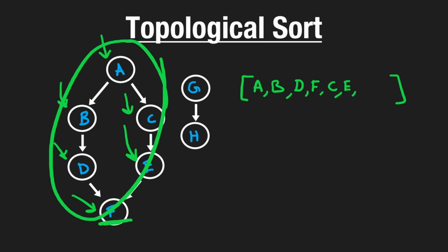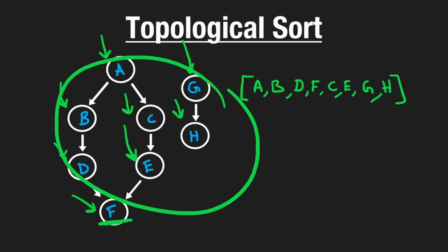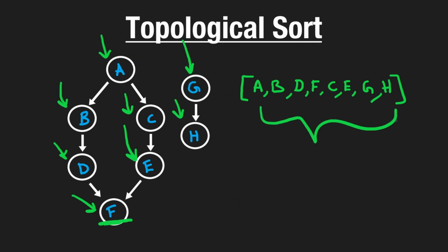So now we've gone through one component. Next, we would just want to start at the beginning of the other component and run DFS on this guy. Pretty easy. Start at G, add G to the result, get to the neighbor, H, add H to the result, and we're done. We did that for the entire graph and we have a valid topological ordering.